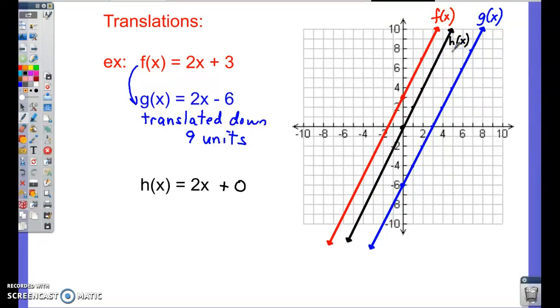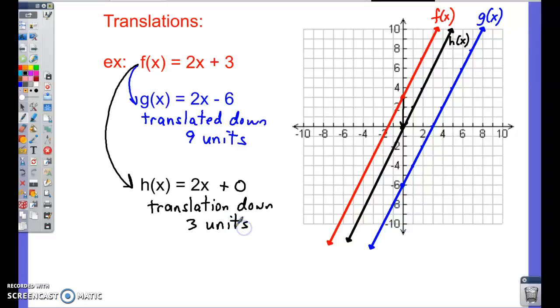I'm now going to describe this transformation going from f of x to h of x. So notice how I'm starting with the original function. And if you notice, we simply translated it down 1, 2, 3 units. So that's the transformation that I'm going to describe. We're going to say that it was a translation down 3 units. And that's what translations are all about.